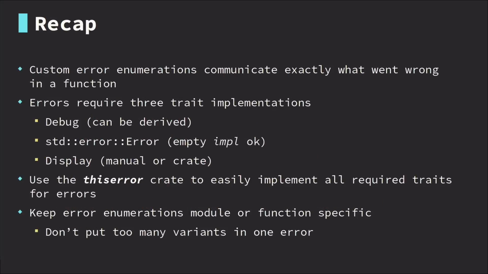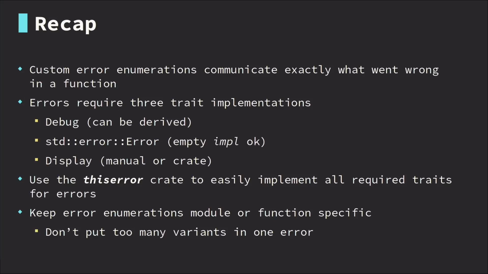To recap, custom error enumerations communicate exactly what went wrong in a function. Errors require 3 trait implementations: the Debug trait, which can easily be derived, Error, where you can just do an empty implementation, and the Display trait, which you can implement manually or use a crate to do for you.